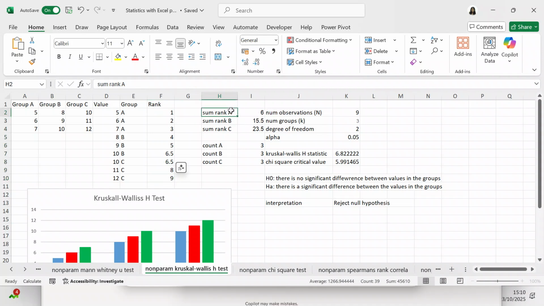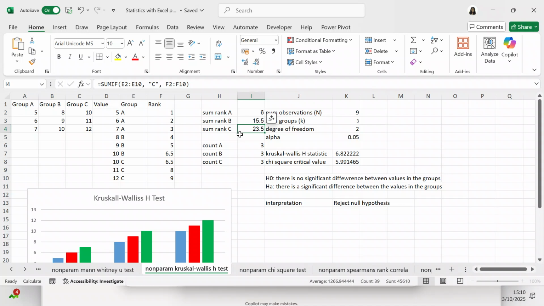We take the sum of rank A, so SUMIF E2 to E10 is A, and then F2 to F10, and that's going to be 6. The sum of rank B is SUMIF E2 to E10, comma, B, comma, F2 to F10. And then the sum of rank C is SUMIF E2 to E10, comma, C, comma, F2 to F10.